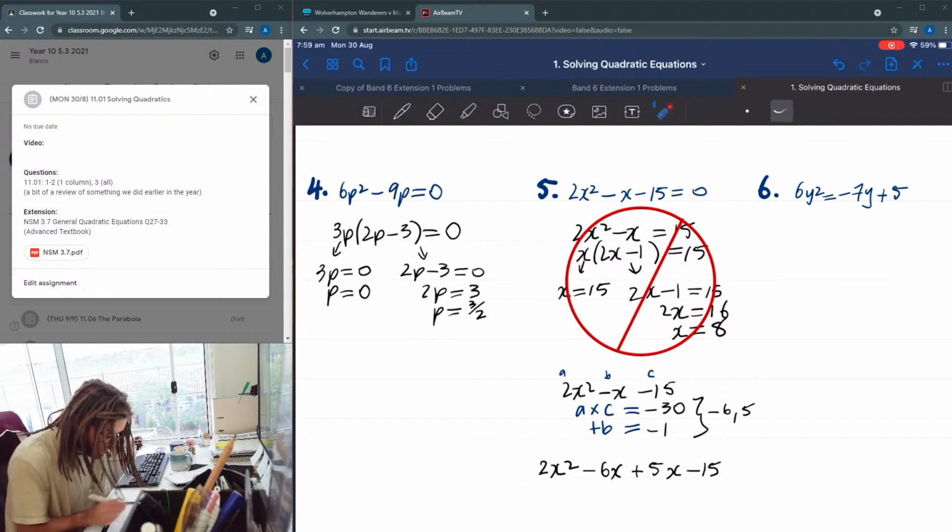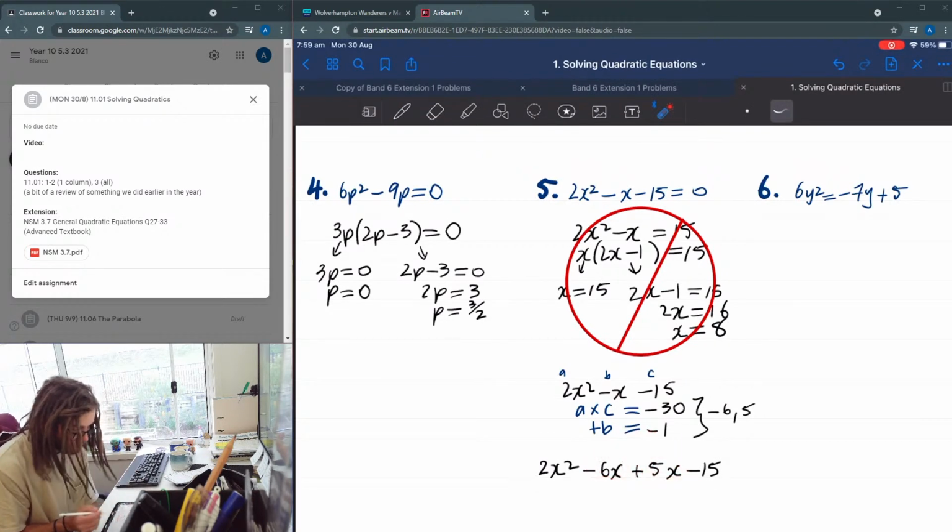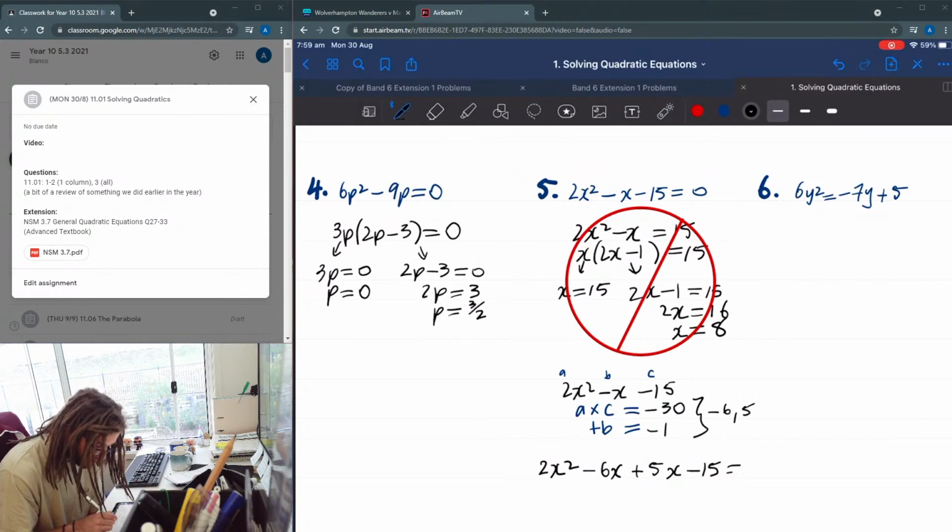And you kind of try and put the nice ones next to each other. It doesn't matter, you can put them in opposite orders. It'll still work, but you just try and line them up so that my 5's next to my 15, not my 6. Okay, so that's equal to 0. I'm going to run out of room.